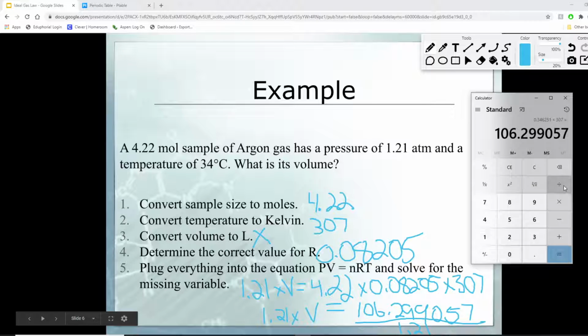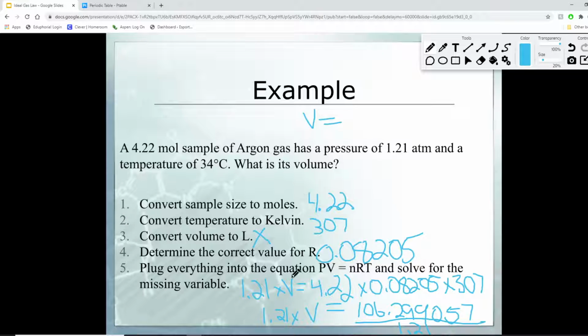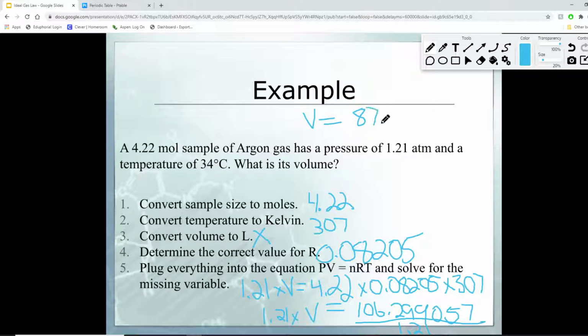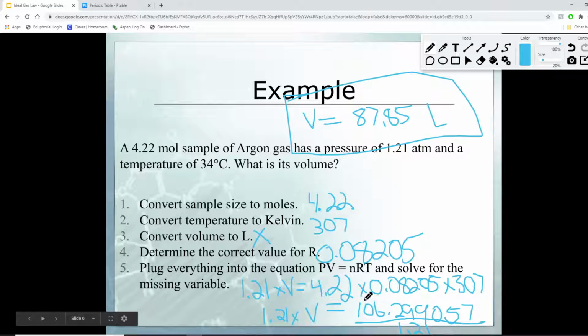So we're going to take this number divided by 1.21. And we should come out with our volume is equal to 87.85 liters. Alright, and your volume always is going to be spit back out at you in liters if you've plugged everything else in correctly. So we don't have to worry about changing units or anything here. Alright, so that's one example.